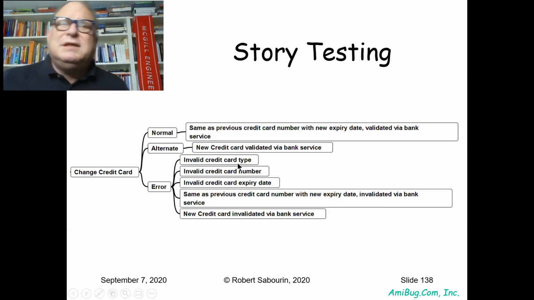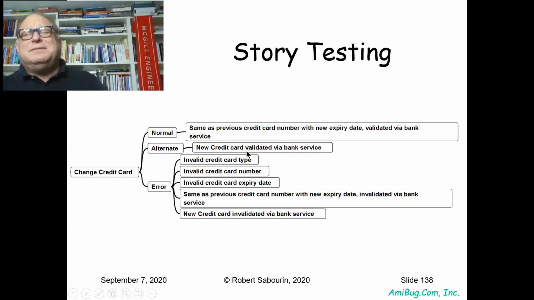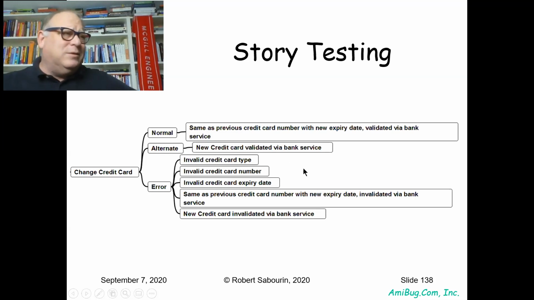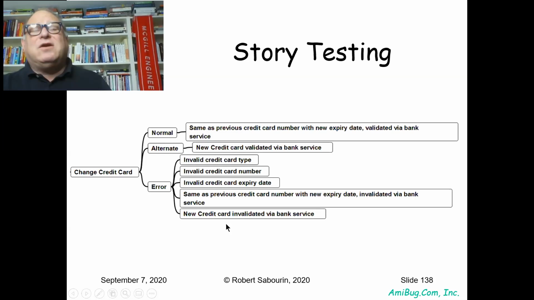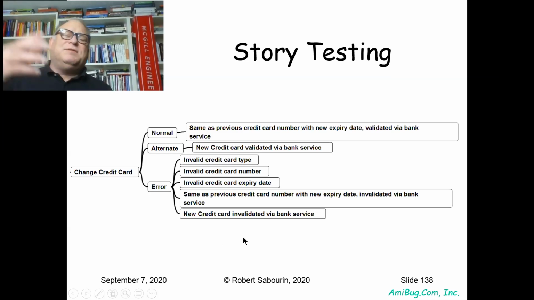Now, this is interesting. When you work at a company, I spent time at Visa, for example, and they will have miles and miles of examples of error flows for credit card numbers. The thing is, you want to talk about this with your customer, because this may apply also to many, many, many stories or many circumstances.